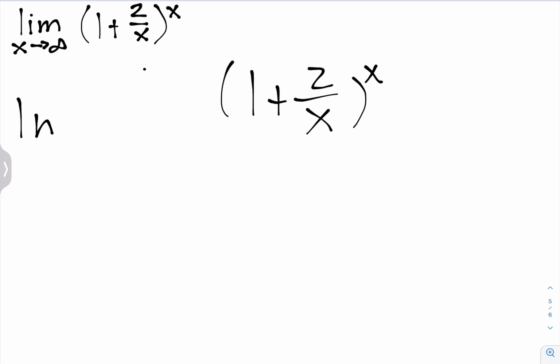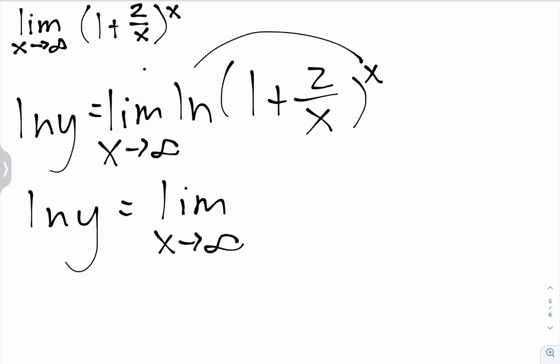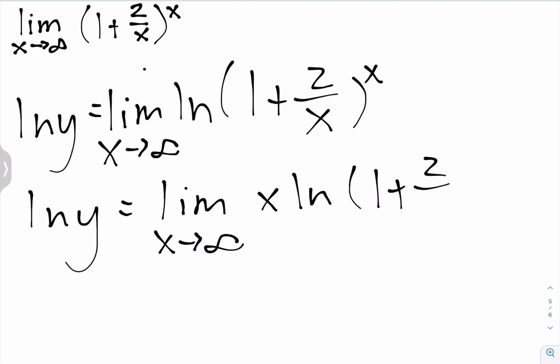So if we take the natural log of y, that's going to equal the limit as x approaches infinity of the natural log of all this stuff in here. So we can use our knowledge of logarithmic equations, and we can say that this is going to be equal to the limit as x approaches infinity. We're going to bring this x down in front. So we're going to say it's x times the natural log of 1 plus 2 over x. Okay? That's a totally legitimate thing to say.